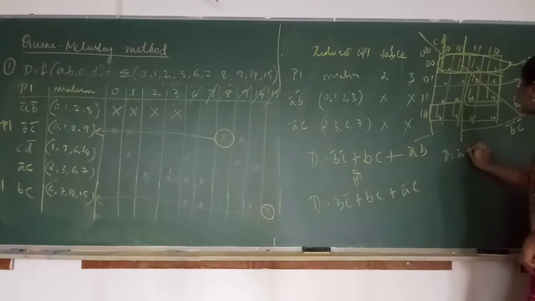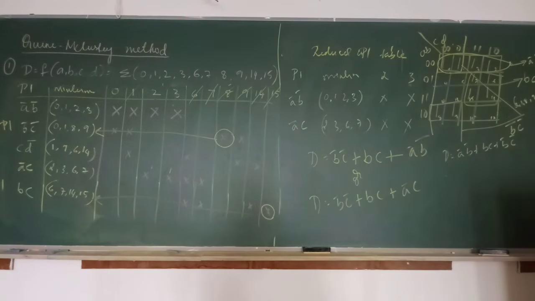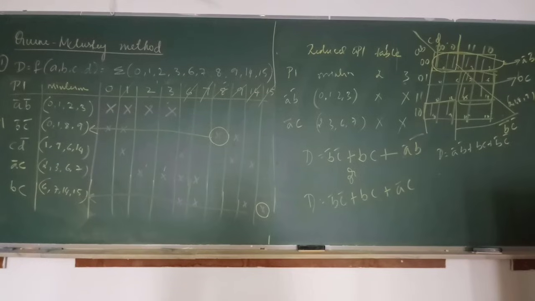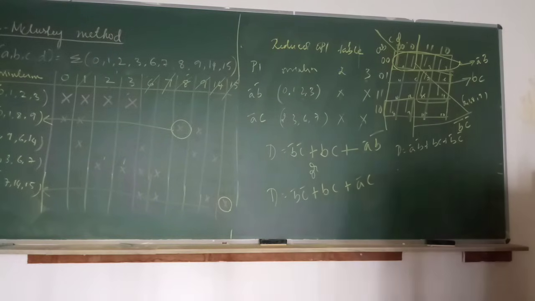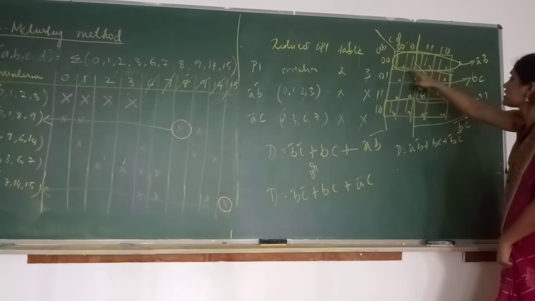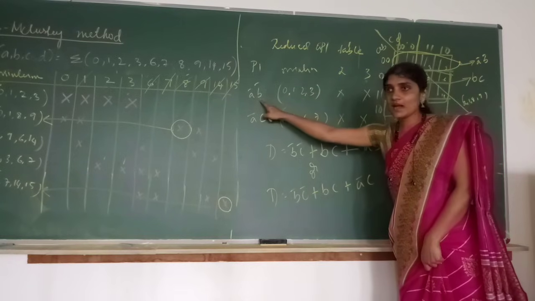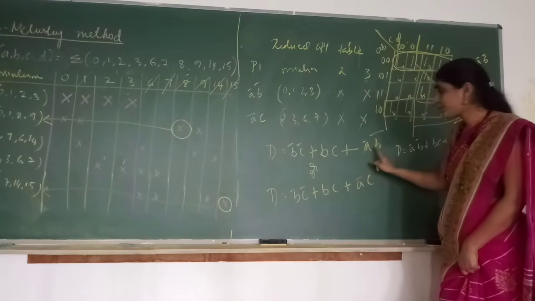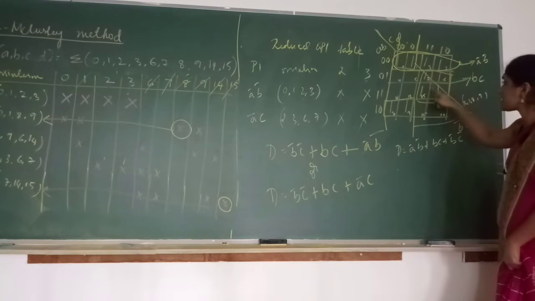Now what is the answer we get? T is equal to A bar, B bar plus BC plus B bar, C bar. Just look at the min terms grouping. A bar, B bar I have got when I group 0, 1, 2, 3. So we have A bar, B bar in our final equation. How did you get BC? By grouping 6, 7, 14, 15.